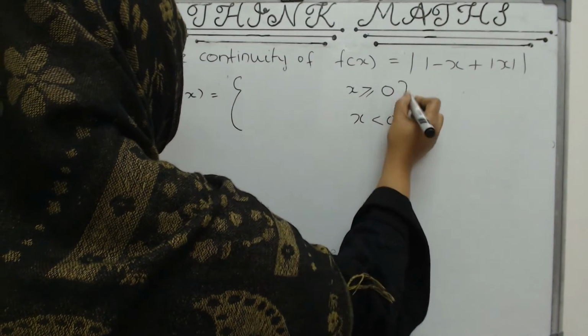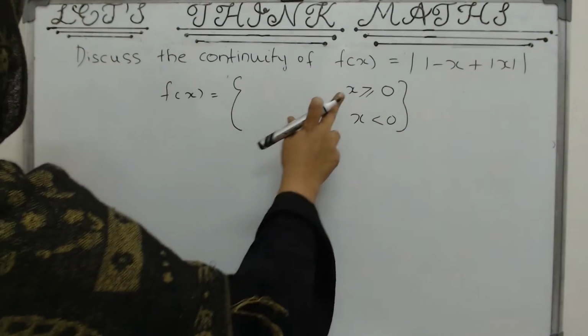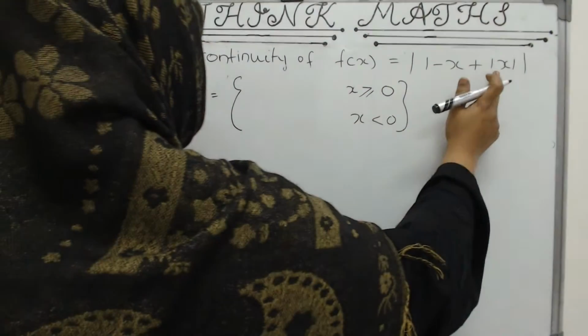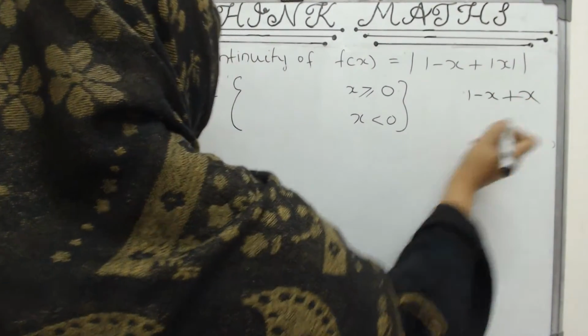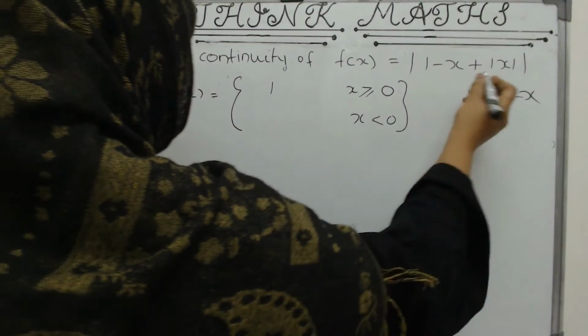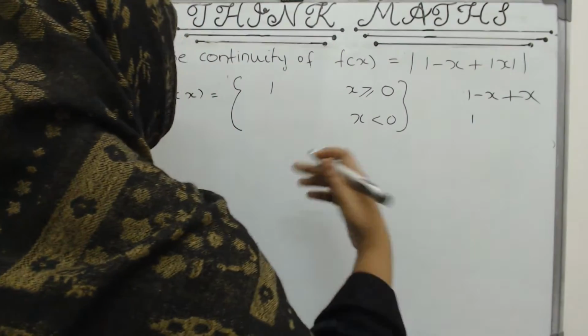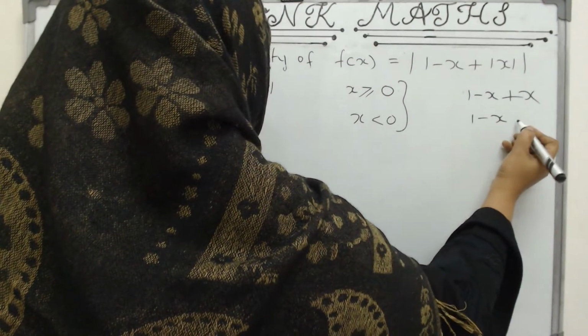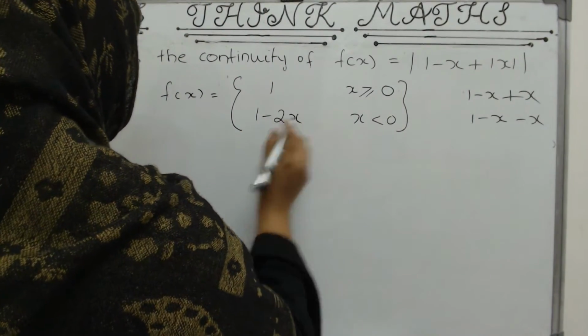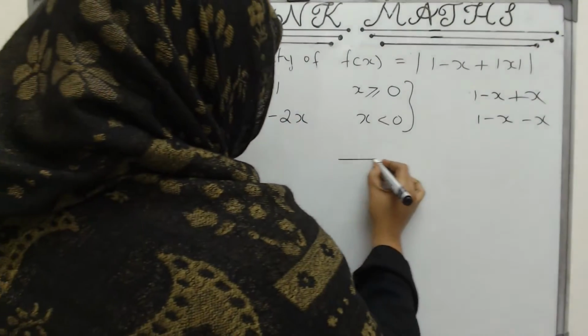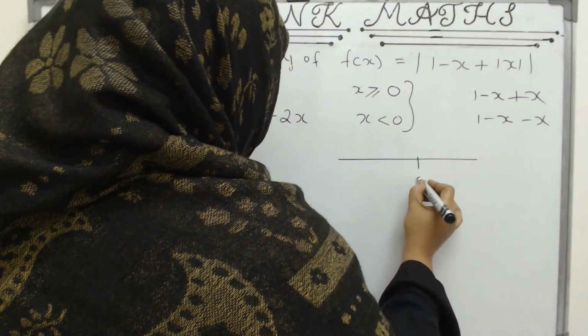For the second one, take x less than 0. What happens if it is greater than 0? Then this modulus of x is just x, so here it is 1. What happens for all the negative x? For all the negative x, it is negative, so here it is 1 minus 2x. Now what do you have? You have a function which is split at 0.